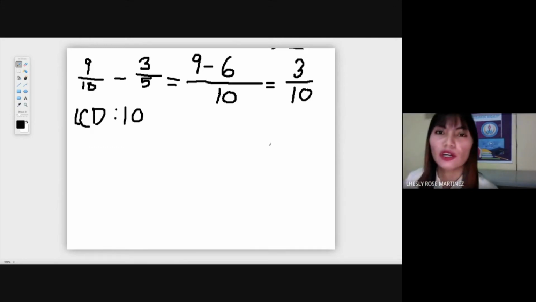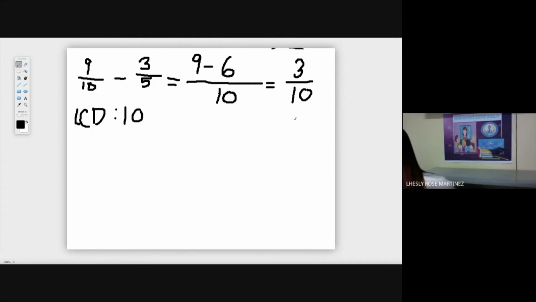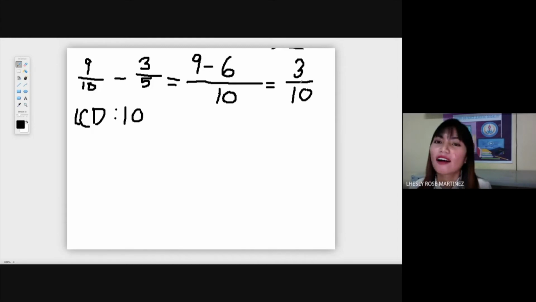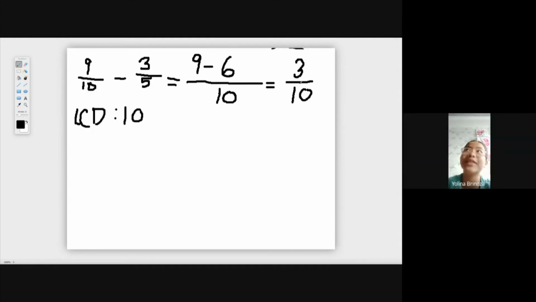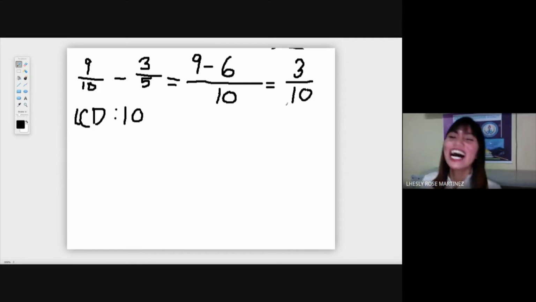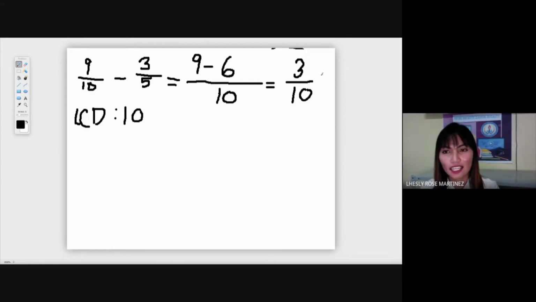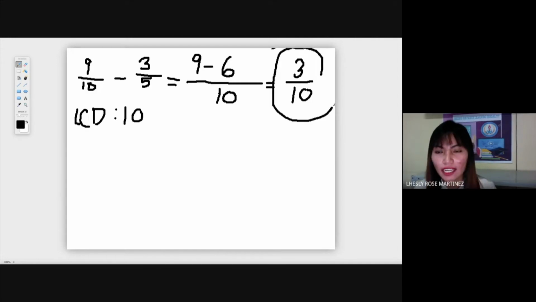Who wants to answer? Yes. So 3/10, simplest form na po. Yes po. Bakit? Ay, sorry. Hana. Okay, 3/10. Bakit naka-simplest form na siya, sabi mo? Divisible by 1 na lang po. Very good. So since the common factor of 3 and 10 is 1, this is the final answer. Very good. Okay, next example.